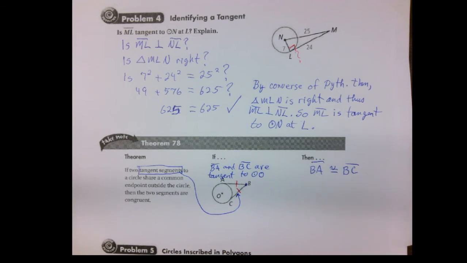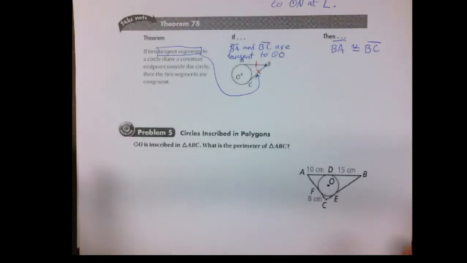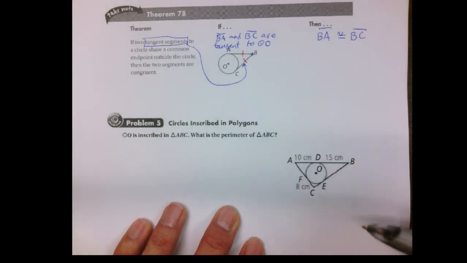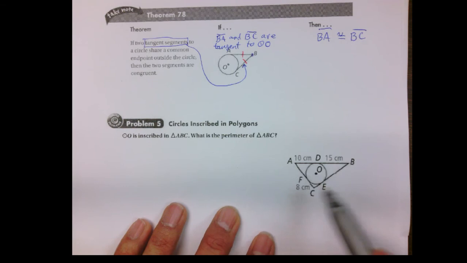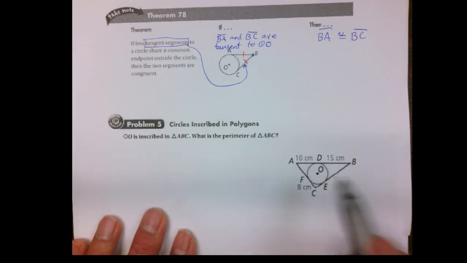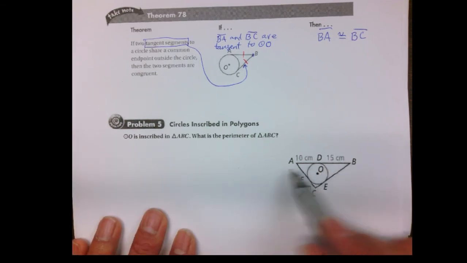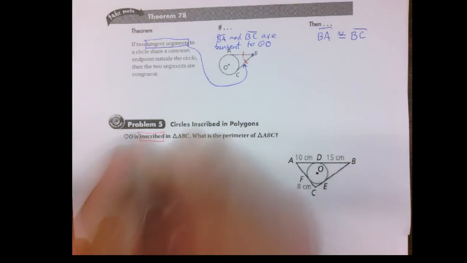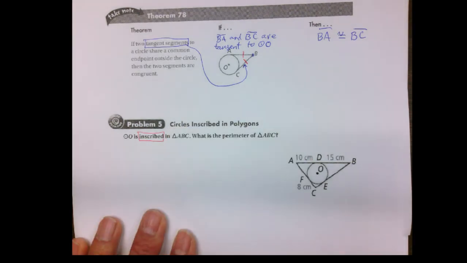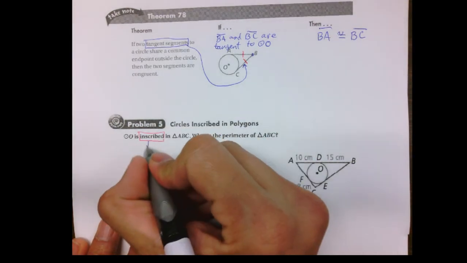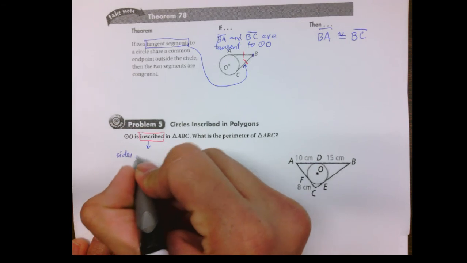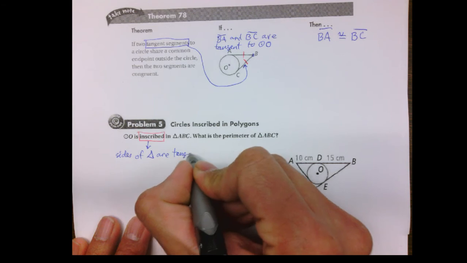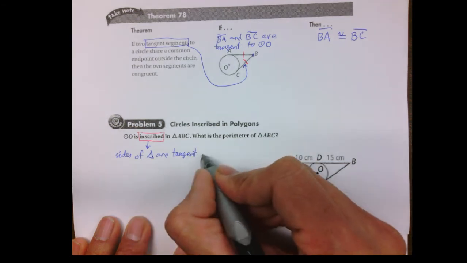Okay. Let's slide this up. Let's do this problem. This problem won't be too bad. So it says we've got a circle O inscribed in triangle ABC. What that means in this case is that the sides of the triangle are tangent to the circle. Okay, that's what we mean by inscribed in this case.